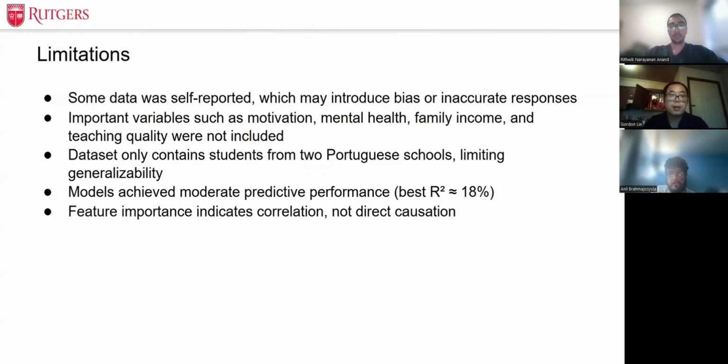So this study also has several limitations. The data set only represented students from two particular schools, so the results may not generalize to other populations. Additionally, important factors such as motivation, mental health, and family income were not included in the data set. Also, some data was self-reported, which may introduce bias or inaccurate results. Finally, although removing G1 and G2 helped prevent data leakage, it also reduces the predictive accuracy of our models.